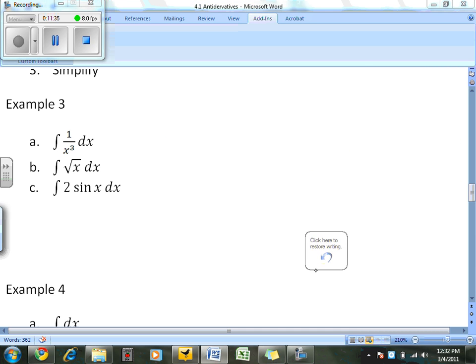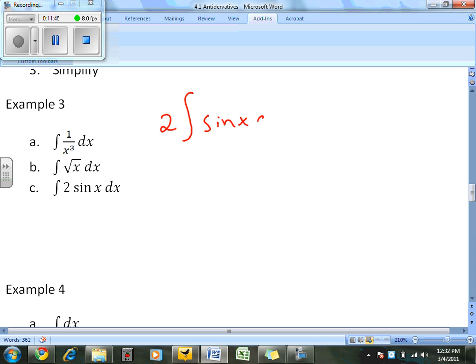And the last one then is the integral of 2 sine dx. All right, so let's pull our 2 out. Take the integral of sine of x dx. The integral of sine, well, what would we have to take the derivative of to get sine? It's actually negative cosine. The derivative of cosine is negative sine. So we would have had to have a negative cosine in order to take the derivative to get a positive sine.